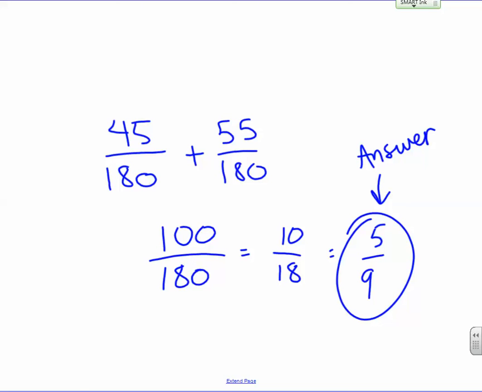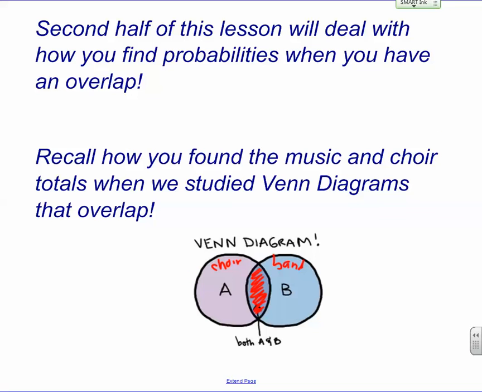Most of you thought, well, it's easiest just to divide these both by 10, and then I get 10/18, and I divide them both by 2, and I get 5/9, which means that a little bit more than half of the entire middle school plays basketball or soccer, which is a lot of kids, which is great. And the second half of this lesson we'll do next class, and that's going to deal with probabilities when you have an overlap. Remember from the Venn diagrams, we had an overlap and we had to do some subtraction to find the numbers? Okay, that's coming next.